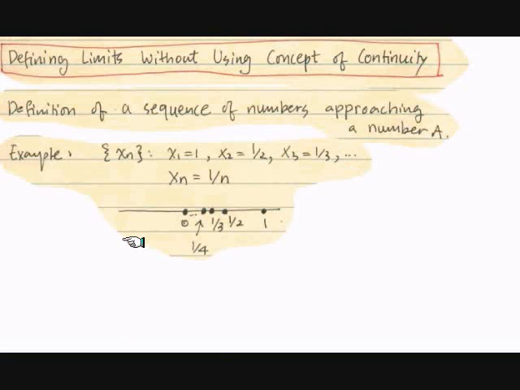This example may look very natural, and then you might agree what we mean by approaching a number. So here's an example. A sequence is usually denoted like this, x subscript n. The first number is 1, and the second number is 1/2, and the third number is 1/3, and the fourth number is supposed to be 1/4, and the nth number here is going to be 1/n.